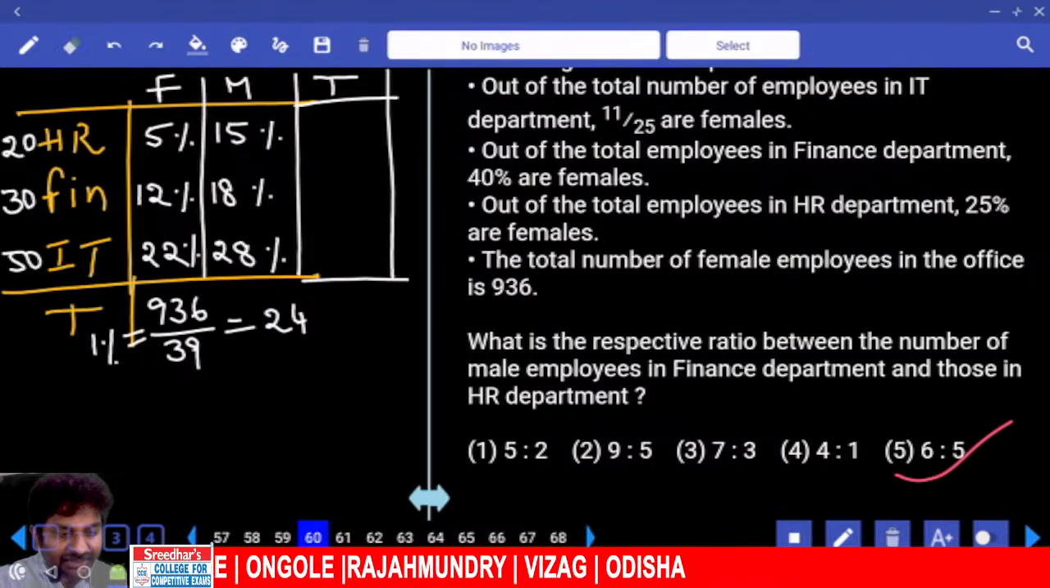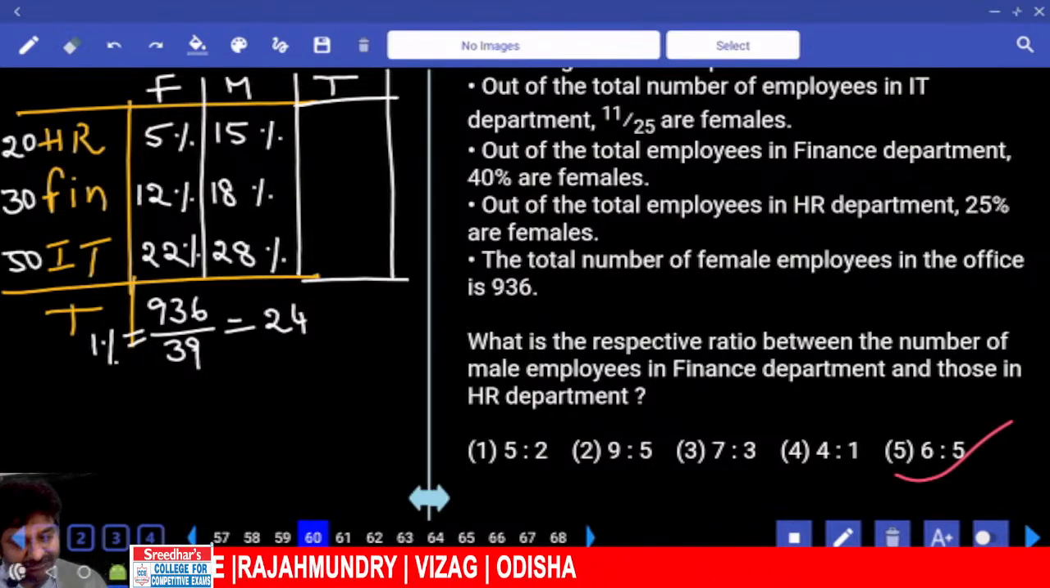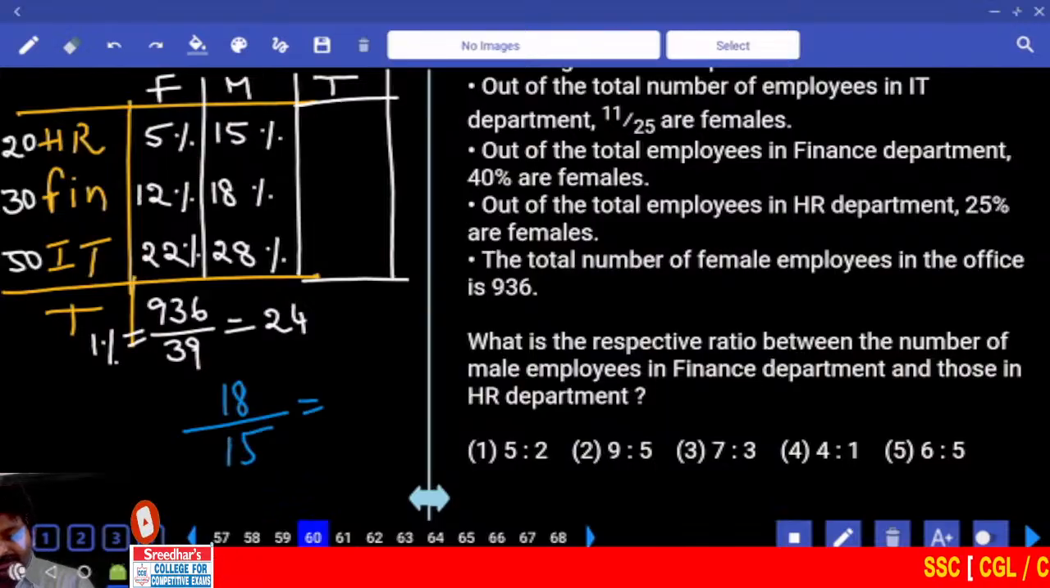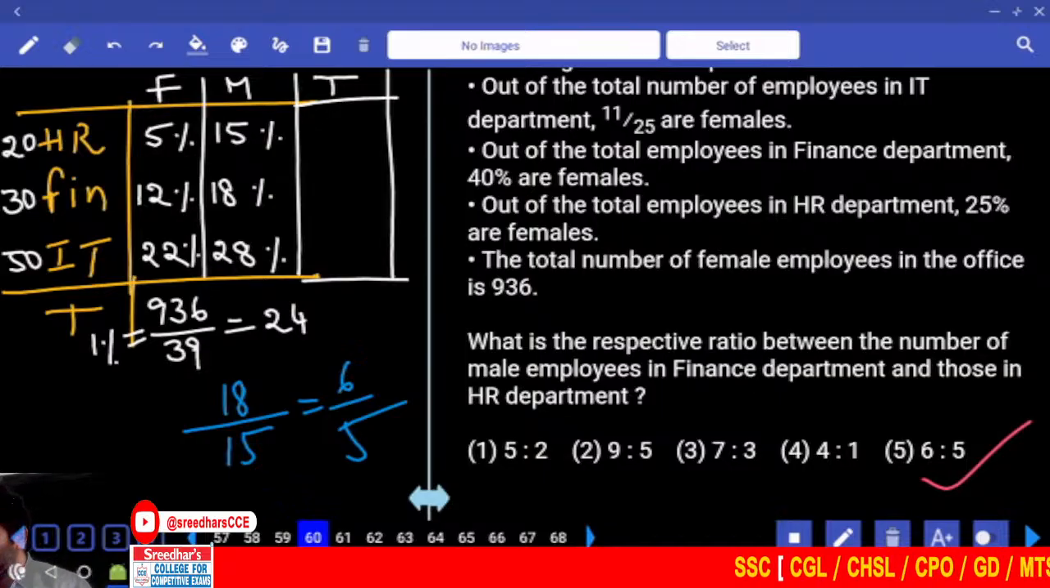What is the respective ratio between number of male employees in finance department and those in HR department? Male in finance 18 and those in HR department 15. 3 cancellation. 6 by 5. Yes.